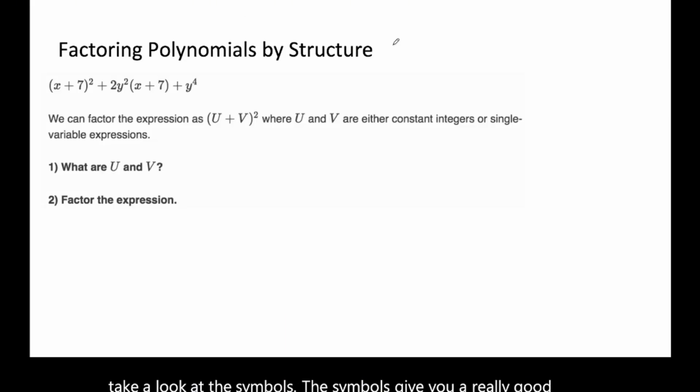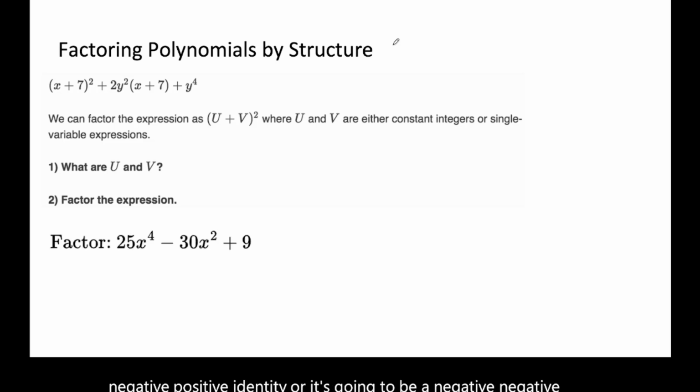To factor polynomials with structures, always consider really what the u and v values are for certain things, and then factor the expression after. That's really how you would see it. So identify which expression you want to use first, whether it's a negative positive identity, or a negative negative identity, or a positive positive identity. So factor the expression. Let's try to factor this equation first.